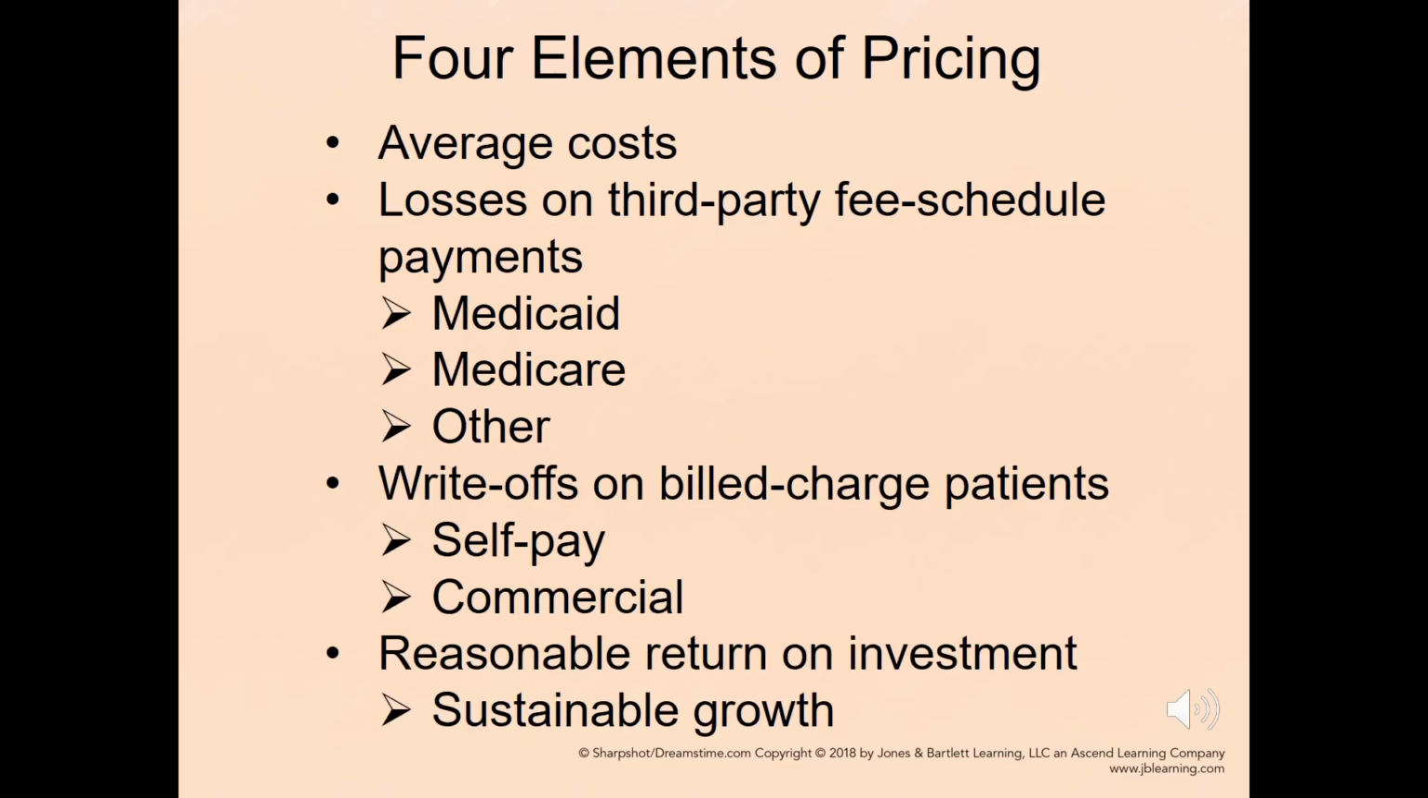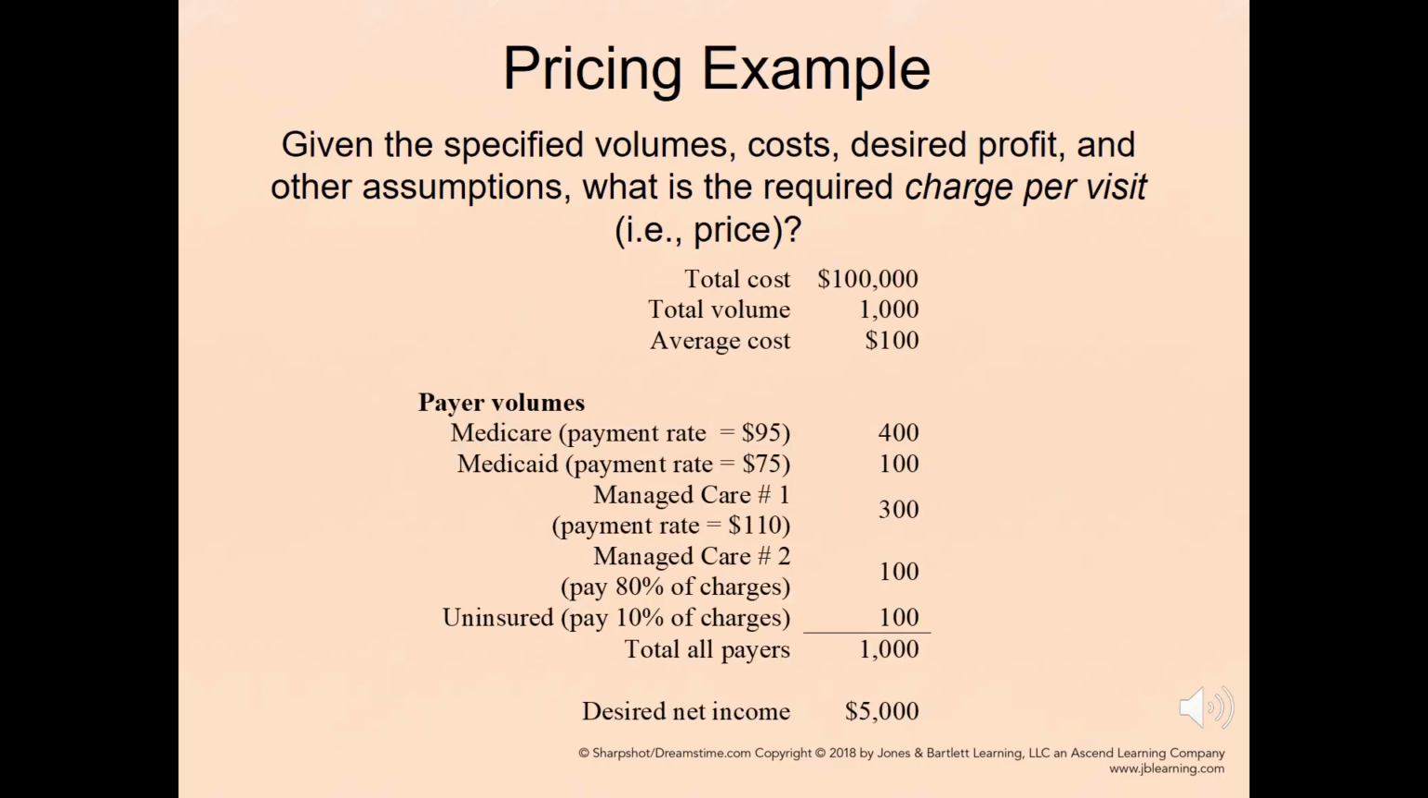The 4 elements of pricing are average costs, the losses on third-party fee schedule payments, Medicare, Medicaid, and other, the write-offs on billed charges for self-pay and for commercial, and what a reasonable return on investment is for sustainable growth. So here's a pricing example. Given the specified volumes, cost, desired profit, and other assumptions, what is the required charge per visit, i.e. the price?